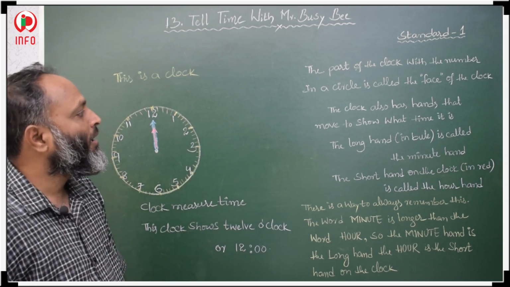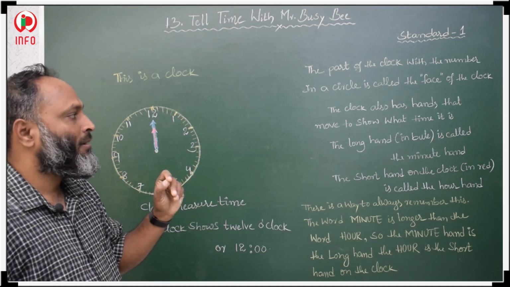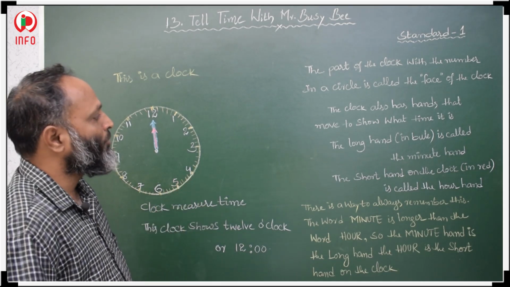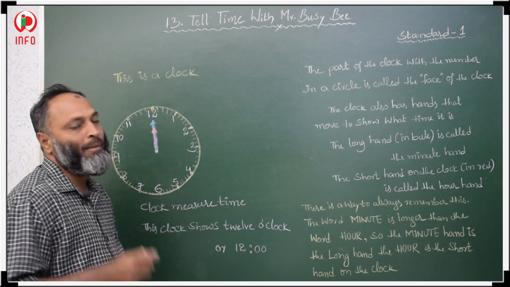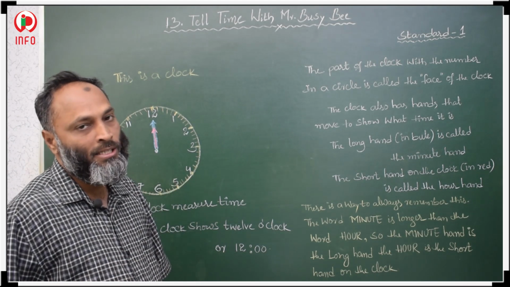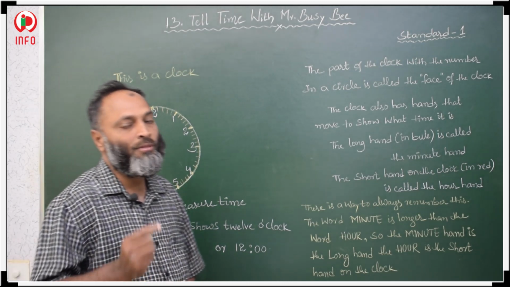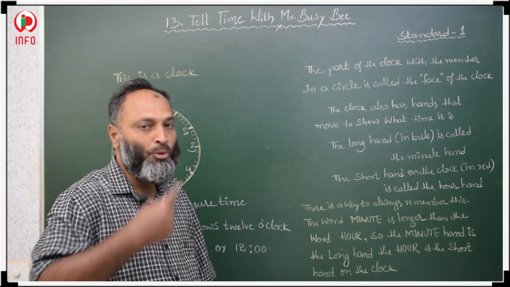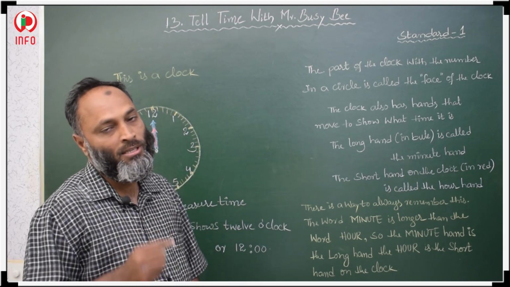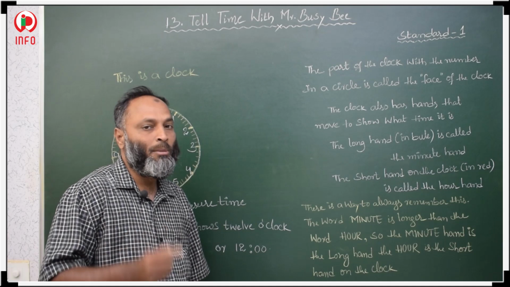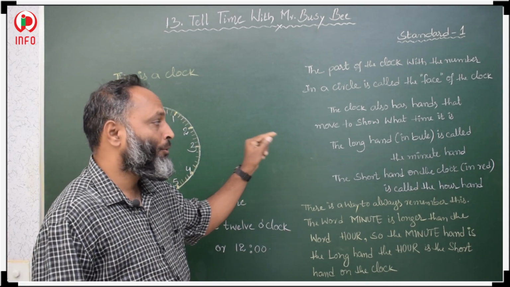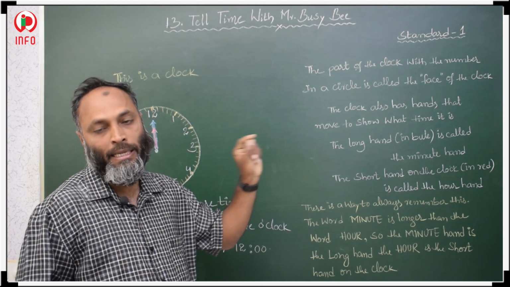The clock also has hands. So it moves to show what time it is. So here in the clock we have hands. What is the function of these hands? These hands move and these hands show us time. The clock has hands that move to show what time it is.